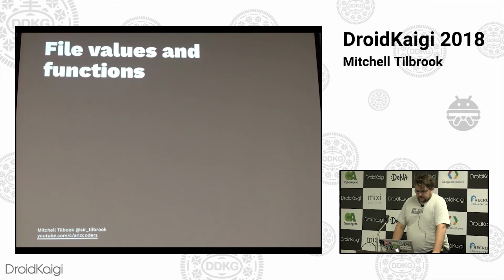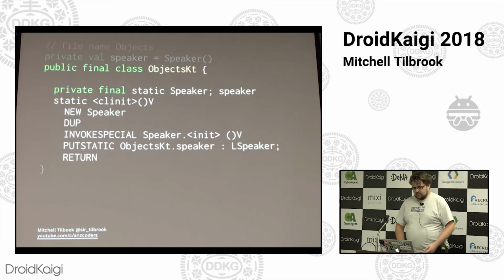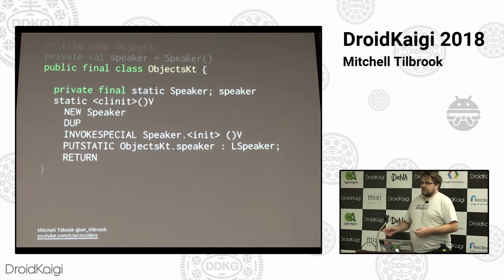All right, so files, values, and functions. One of the things that we can do in Kotlin that was just not possible in Java is have just values and functions declared in a file without any kind of class. So if we just open up a file and put like a speaker object in here, what happens underneath is that Kotlin is just going to generate a class for us, and it's going to take the file name and then just append KT at the end.